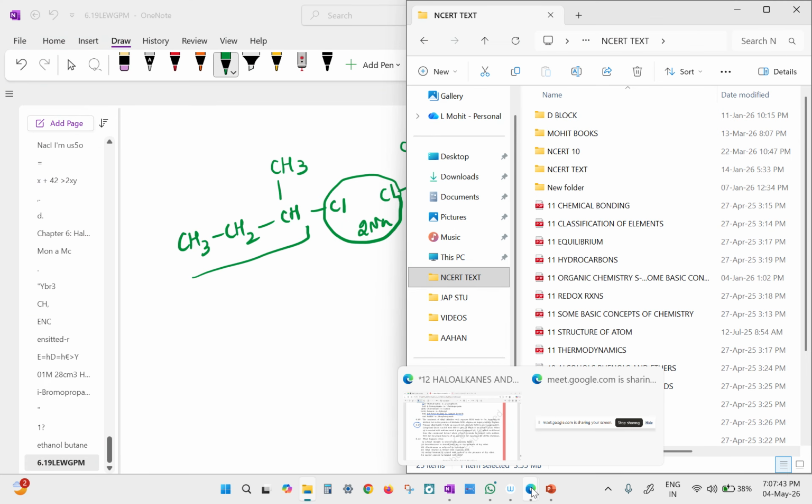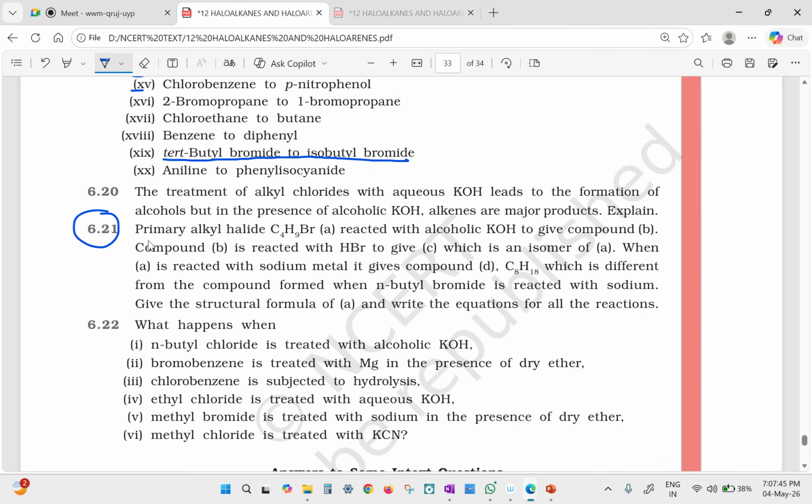Please do that. And if there is some hint provided, write down. Primary alkyl halide C4H9Br is labeled as A. Reacted with alcoholic KOH to give a compound B. Make a flowchart of this, both of you. Once it is done, please let me know.